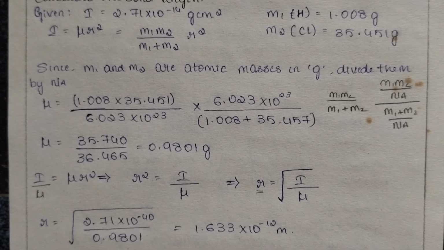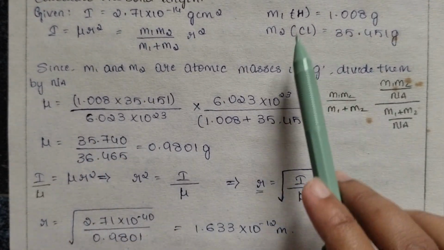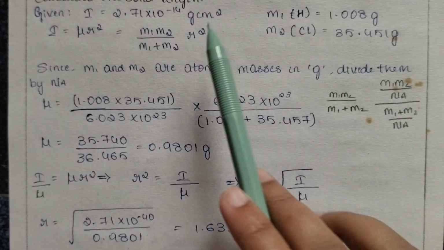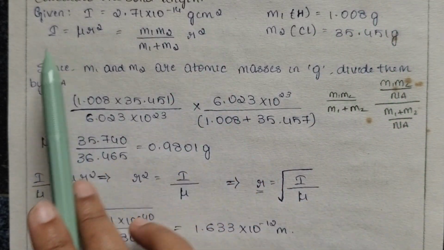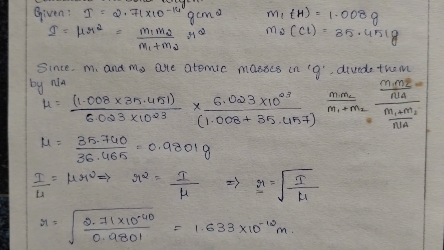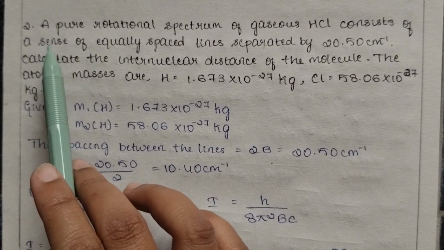So here they had given us the moment of inertia, and also we know their masses. By substituting these masses and the moment of inertia in the equation that we know, which is I is equal to mu r square, we'll get the bond length. Now we'll see the second question.